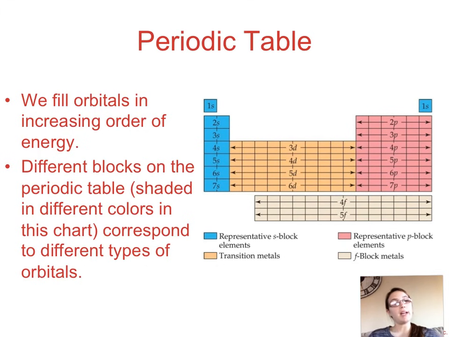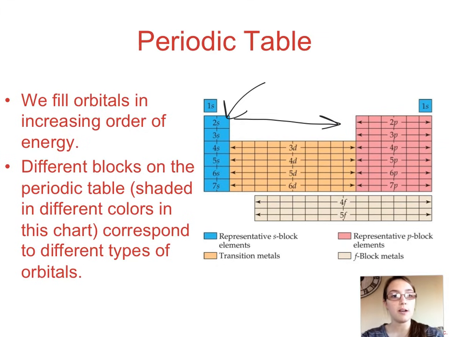The periodic table is a great way to help you with electron configurations because different blocks on the periodic table, which in this case are shaded in different colors, correspond to the different types of orbitals, the different sublevels. If we look at groups 1 and 2, that's the s block. So this blue is the s block. Then we can work our way over. Think about it like reading a page in a book. You start on the left side, you work your way right, and then you go down to the next line. That's exactly what we do using the periodic table.